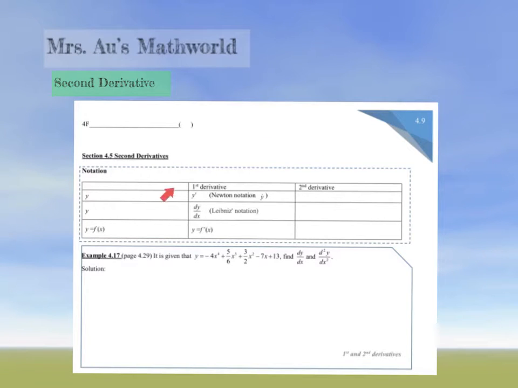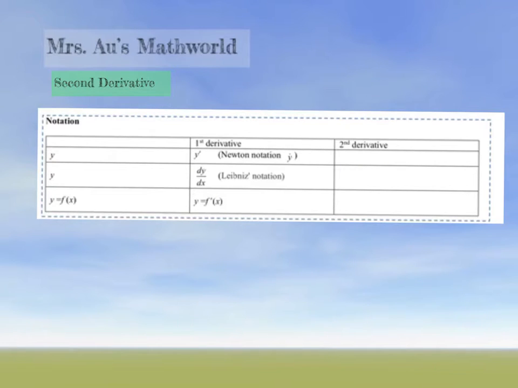Today we're going to discuss the second derivative of a function. Please go to page 4.9 of the booklet. Okay, so it's actually about after you differentiate it once, and you differentiate the first derivative. So let's use the notation for this one. Okay, this is by the mathematician called Leibniz.